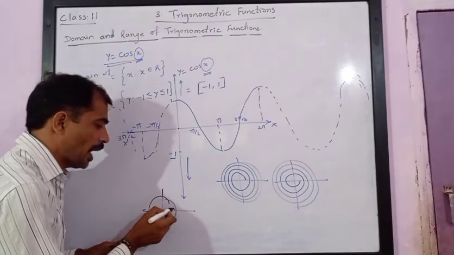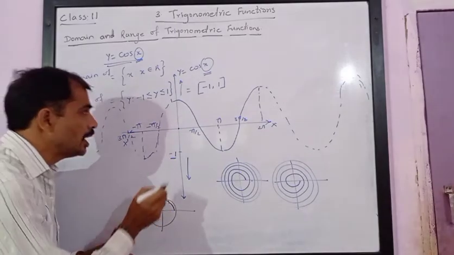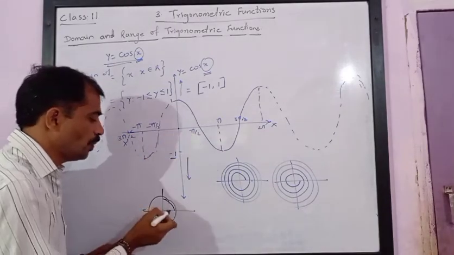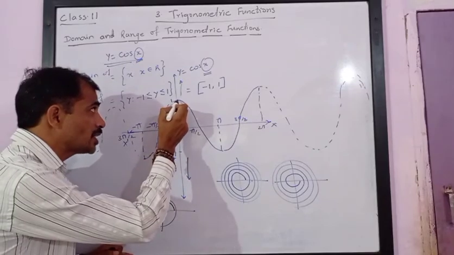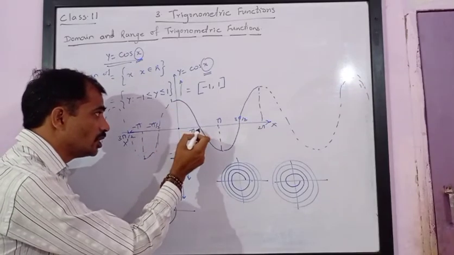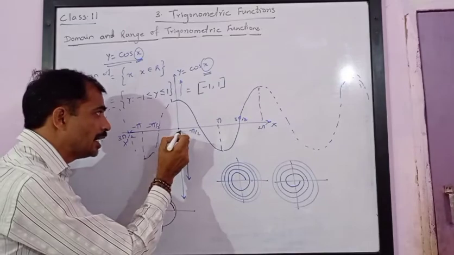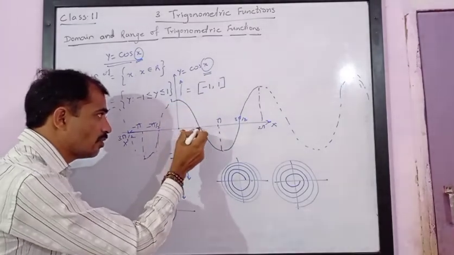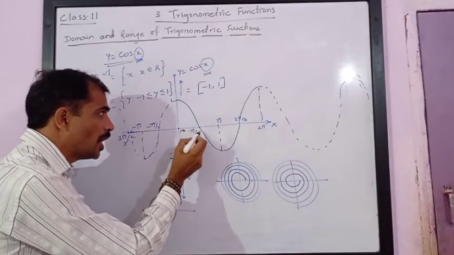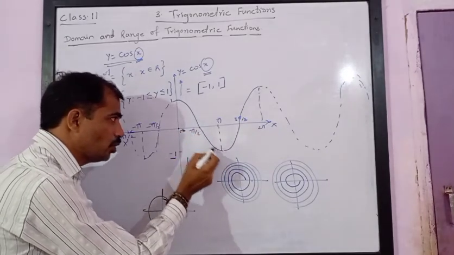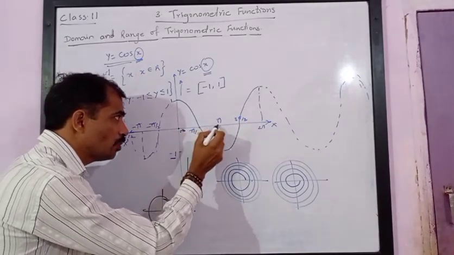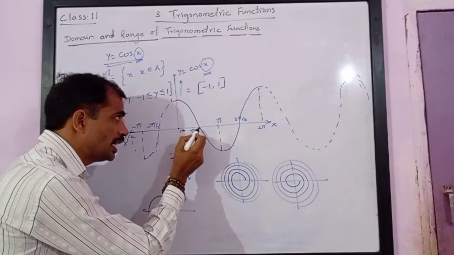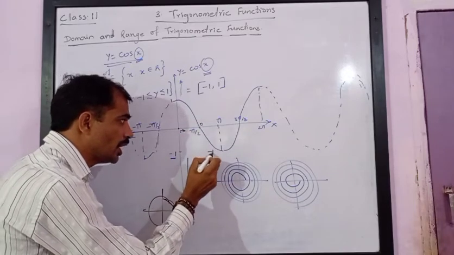Also notice that as the angle increases from 0 to pi by 2, the cos x value decreases from 1 to 0. When the angle increases from 0 to pi by 2, the cos x value decreases from 1 to 0. Then when the angle increases from pi by 2 to pi, you will notice that the value decreases from 0 to negative 1.